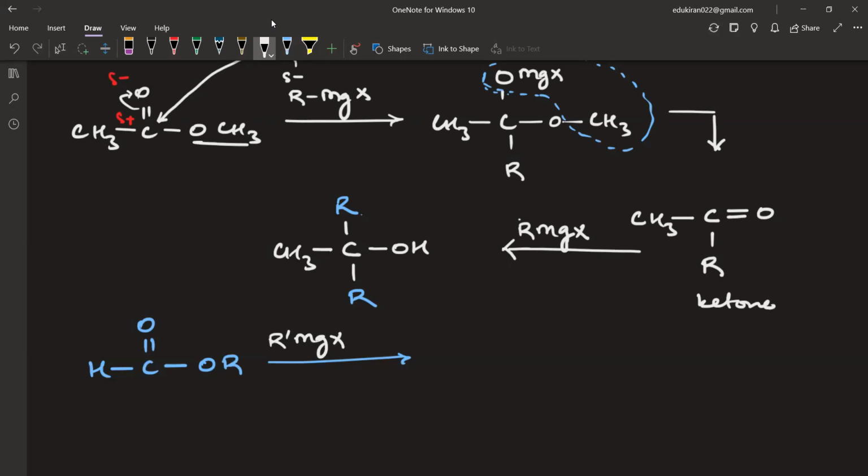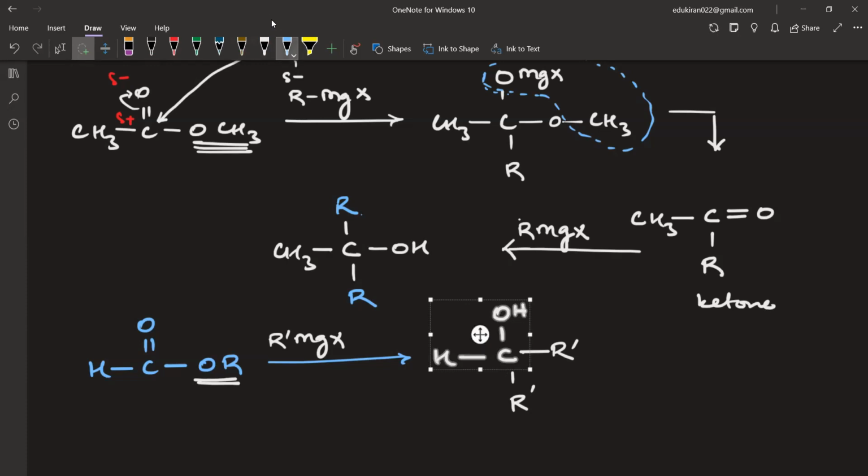You can tell that this is going to get away, right? OCH3 goes away from here, OR will get away, and what you are going to get is the hydrogen as it is, the carbon as it is, the oxygen with a hydrogen, OH, as it is, and two bonds are broken, so one will be R dash, the other will also be R dash. Both of these R dash are coming from where? These are coming from the Grignard reagent. So in this case we have this structure here.